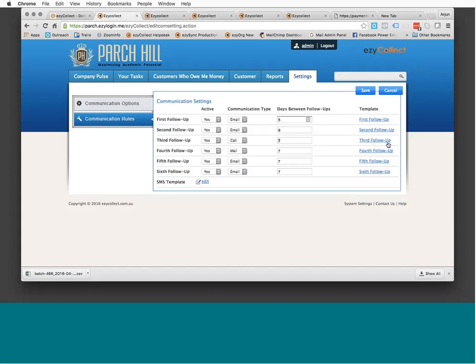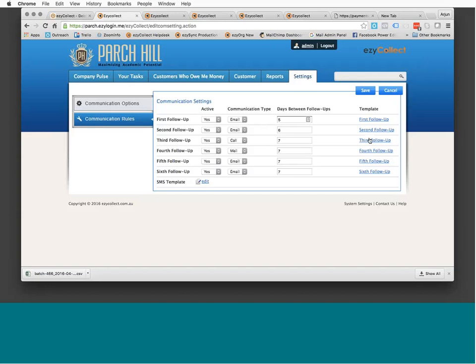Now, each of these templates are words that you can use, and you can brand them in your own company branding so that when your customer gets these automated follow-ups, they look like they're coming from you, even though they're coming from us from the ezyCollect system automatically. They actually think they're coming from you because it comes from your outgoing email address. It comes with your branding.